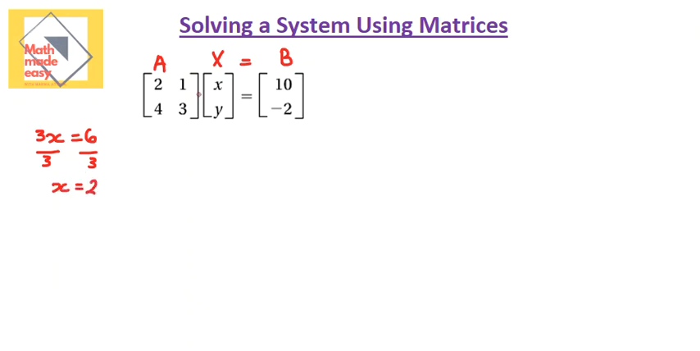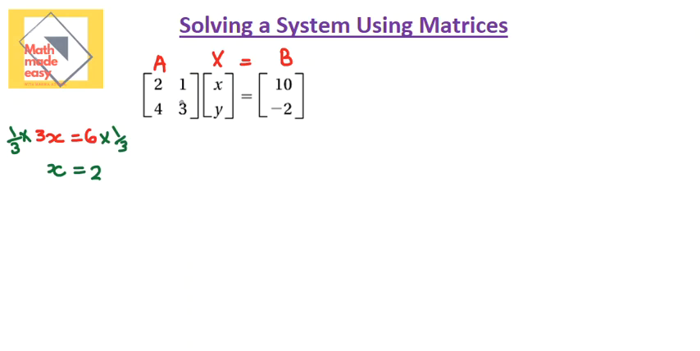However, I can't do that here because we don't divide by matrices. But what we can do is, instead of dividing by that, we can actually multiply by the reciprocal, and we will get the exact same answer. What do we mean by the reciprocal? We mean the multiplicative inverse. If I multiply 3 here by its multiplicative inverse, which is 1 over 3, I will be able to isolate the variable, because 1 over 3 times 3 is 1. And if I do the same to the other side, I will get that x is equal to 2, which is the exact same thing we did a minute ago.